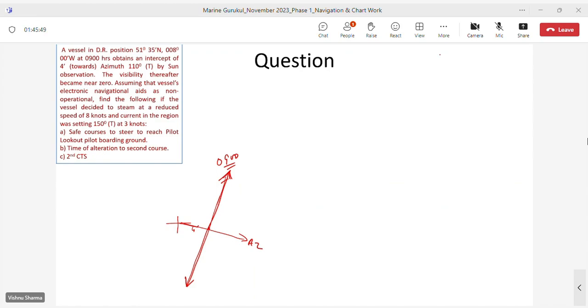Let us say here is the pilot boarding ground where you want to reach. And you find this PL suitable. What will you do? You will transfer this PL through the pilot ground. This becomes your second CMG. Correct, beta? Understood? Yes, sir. Okay. Transferred PL through that.